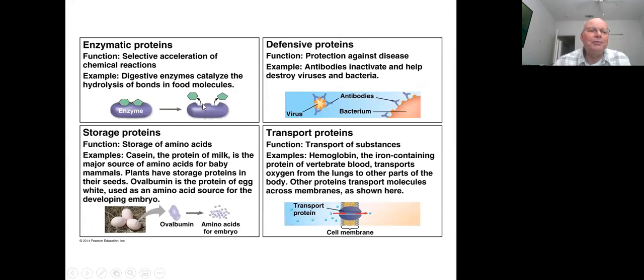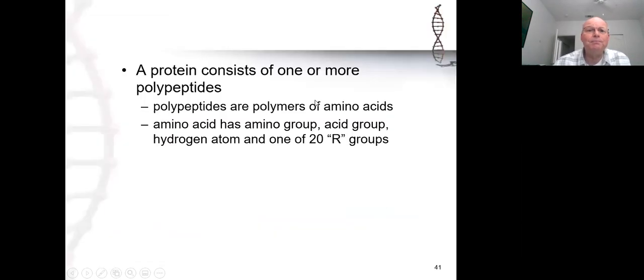And rather than go into a detailed discussion of this, in the interest of time, I'll leave it to you to read this section either in the textbook, or if you download the PowerPoint slides, you can read through these 2 slides. It just gives you some ideas of the various things that proteins can do based on that list on the first slide.